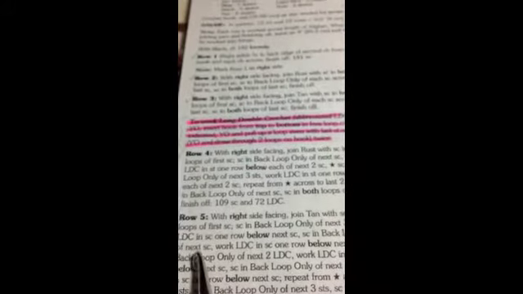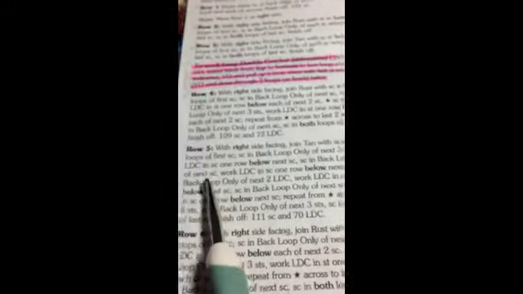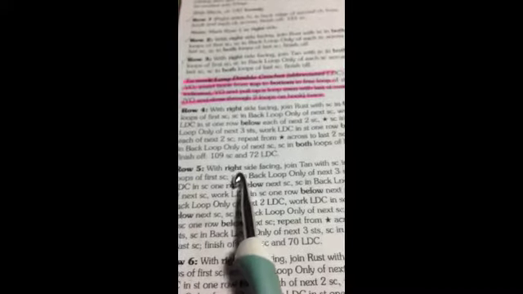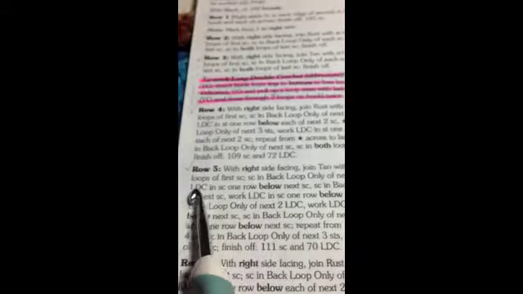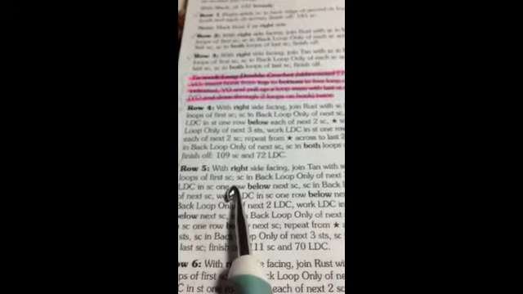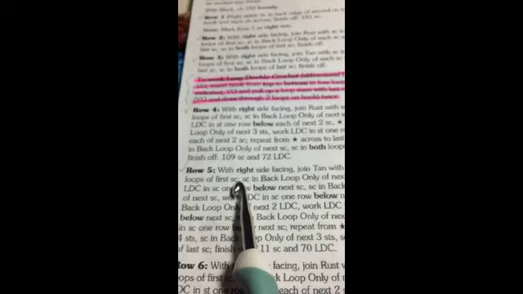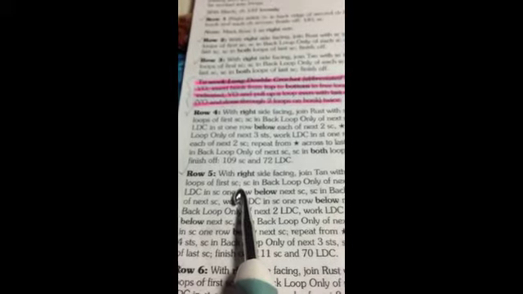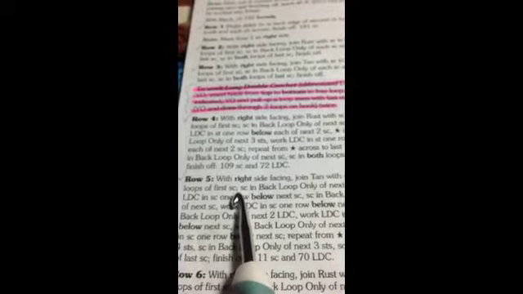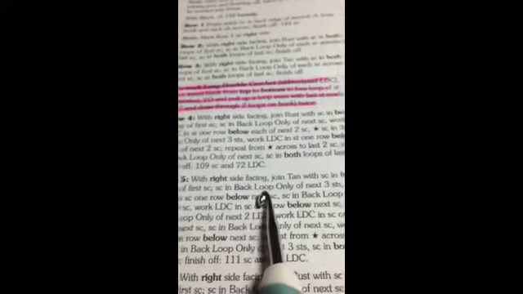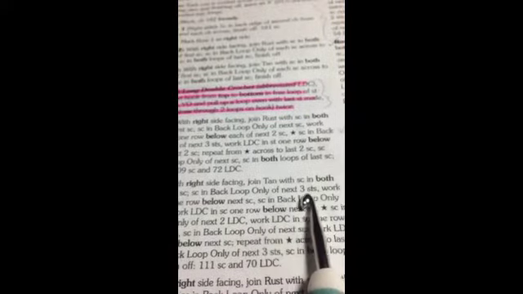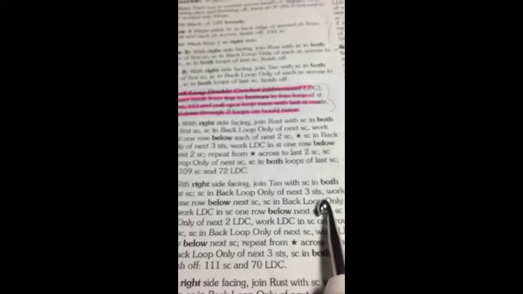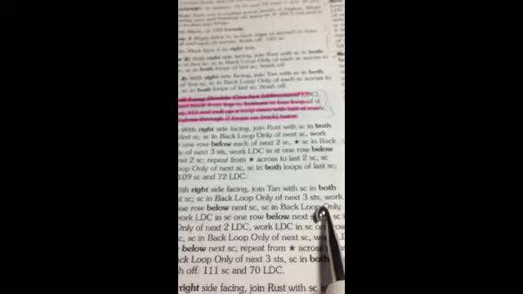Let's see, we'll go to row 5, and it says, with the right side facing, join with a single crochet in both loops of first single crochet. Okay, and then it has this punctuation. That's where you stop. You do that stitch and then you go to the next one, single crochet in the back loop only of the next 3 stitches. There's a comma, that's a pause, and that means that's a set of instructions all by itself right there.